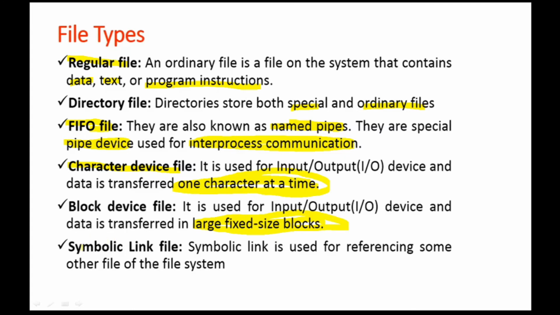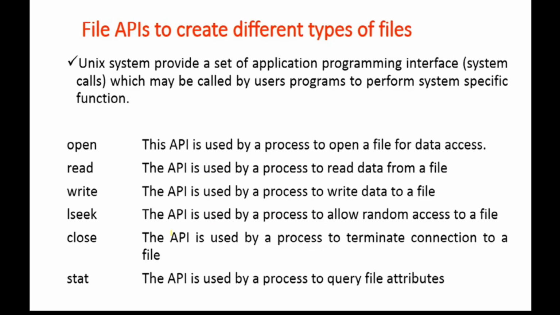The next is symbolic link file. Symbolic link is used for referencing some other file of the file system. The next is the file APIs, which will be used to create different types of files. Unix system provides a set of application programming interfaces. We can even call them system calls, or in short form we are going to call them APIs. Application, program and interface here, APIs, which may be called by the user program to perform system specific functions.